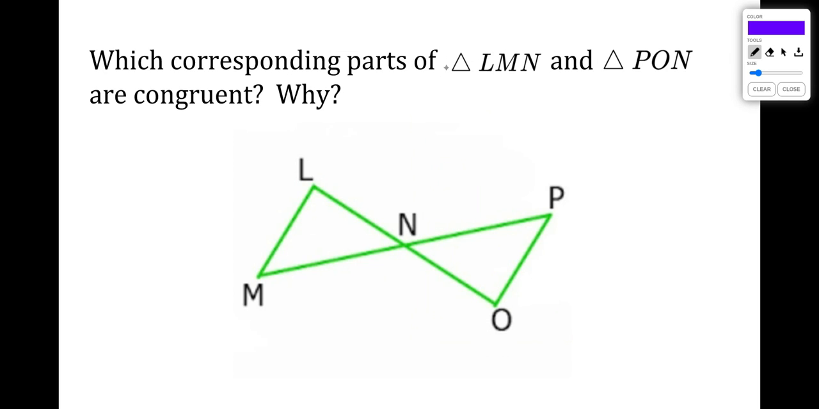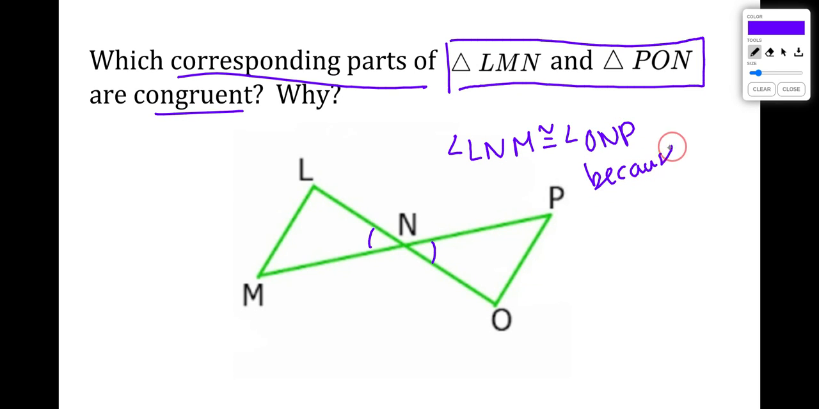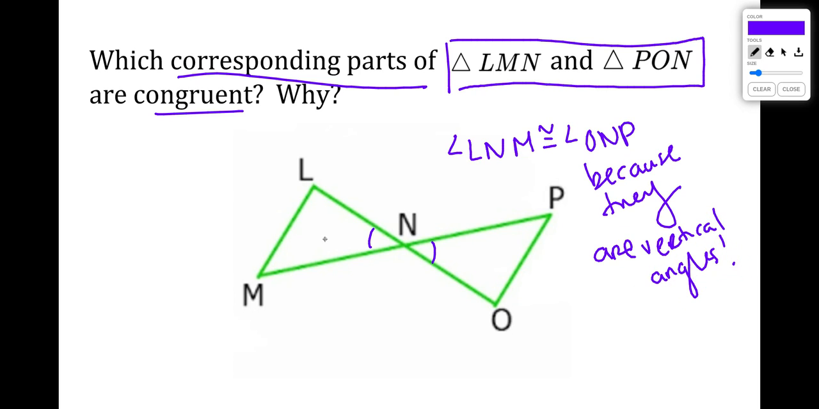So, which corresponding parts? Oh, I kind of just did this one. LMN and PON. Which corresponding parts are congruent? Whoa, what do we look for? Right? Angle LNM is congruent to angle ONP because why? They're vertical angles, and vertical angles are always congruent.